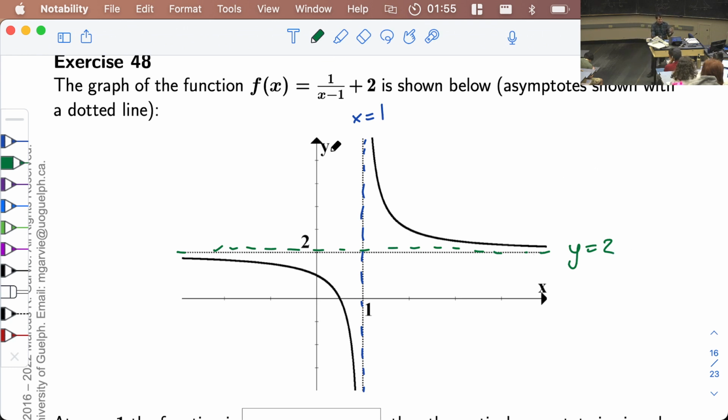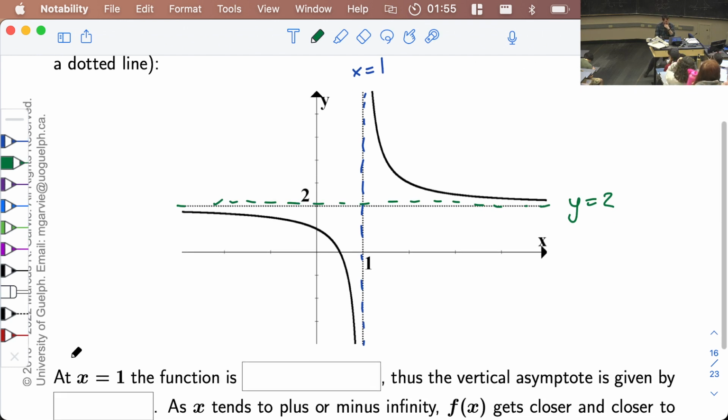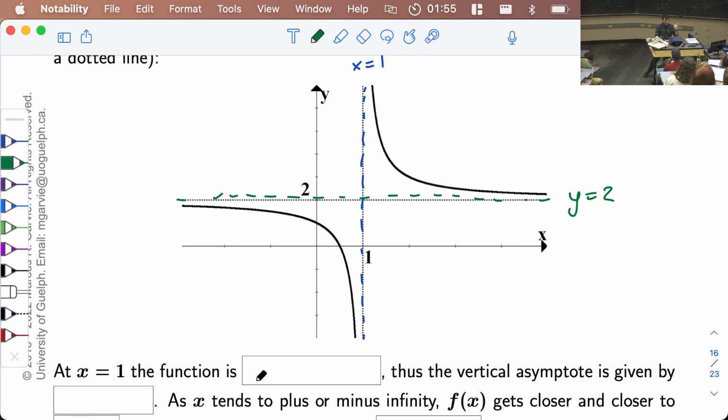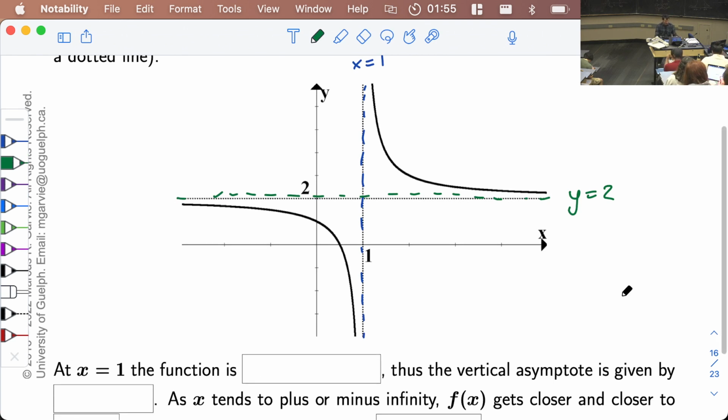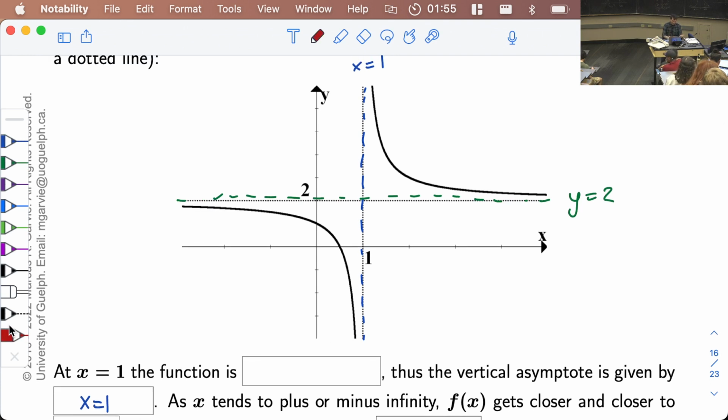If you can see the picture, you can see this function is sort of hugging these 2 asymptotes. We want to explain, using the picture, why it is true that x equals 1 and y equals 2 are the asymptotes. So we're going to fill in the blanks here. At x equals 1, the function is blank. Thus, the vertical asymptote is given by x equals 1. In the blank, we have the reason why x equals 1 is an asymptote. Before I put in the right answer, I want to tell you a really common misconception that is the wrong thing to put in the box.